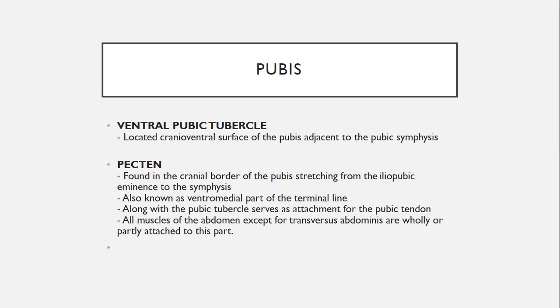And we have the ventral pubic tubercle. And then we have the pecten, which is in the cranial border of the pubis stretching from the iliopubic eminence to the symphysis, also known as the ventral medial part of the terminal line. Along with the pubic tubercle, it serves as attachment for the pubic tendon, and all muscles of the abdomen except for transverse abdominis are wholly or partly attached to this one.